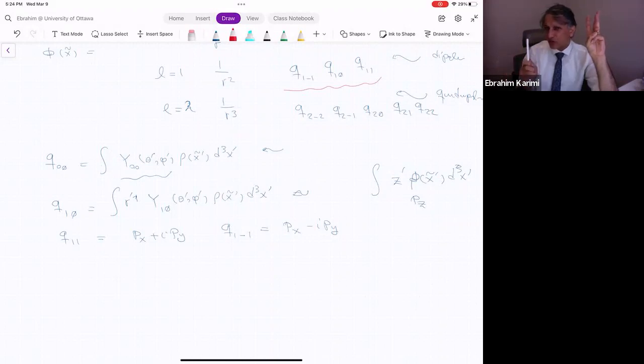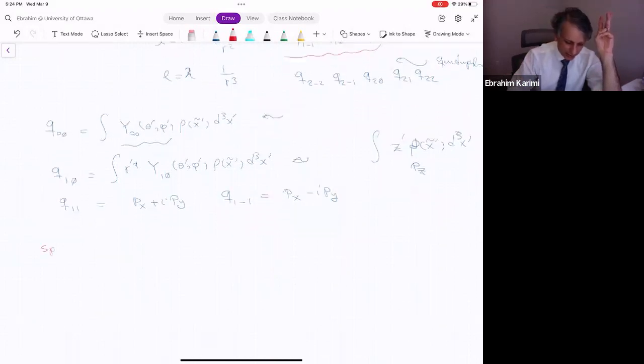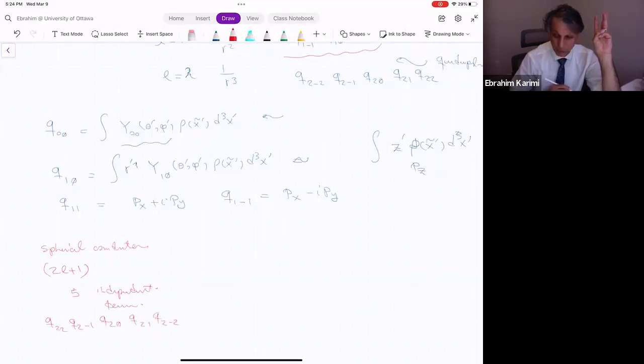It seems that the quadrupole has a slightly tricky part. In spherical coordinates, I have 2L plus 1 as a parameter, which means that if L is equal to 2, I have 5 independent terms, which is what we discussed: Q22, Q2 minus 1, Q20, Q21, and Q2 minus 2, okay?